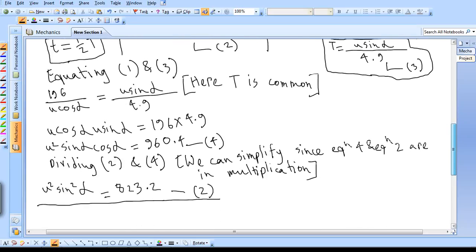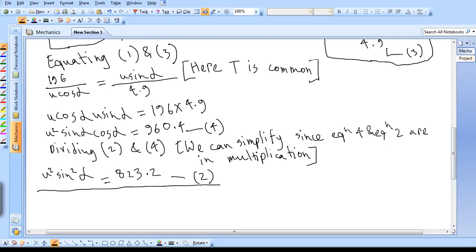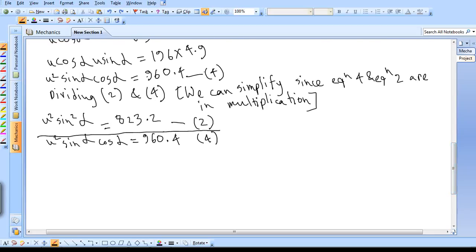Here it is. And the equation 4 is this. So the equation 4 is u square sine alpha cos alpha is equals to 960.4. This is equation 4. We are dividing equation 2 and equation 4. As simple as that. So let us simplify this.